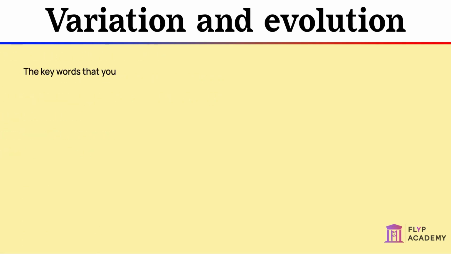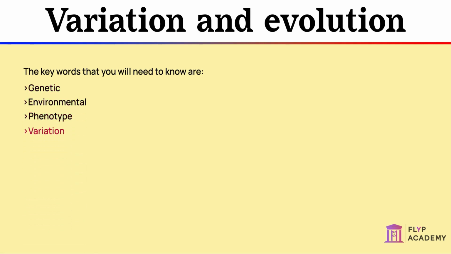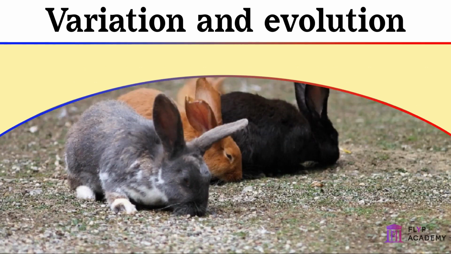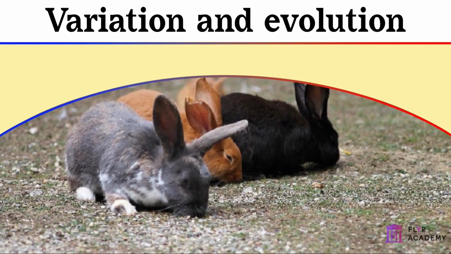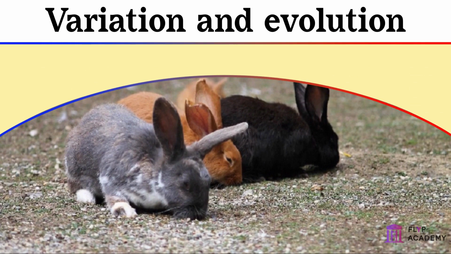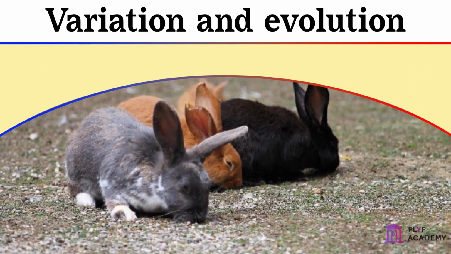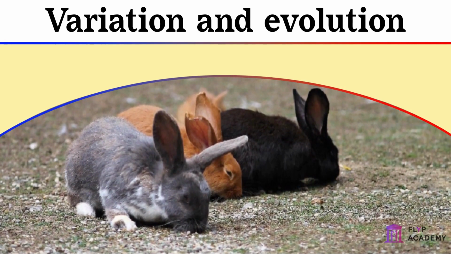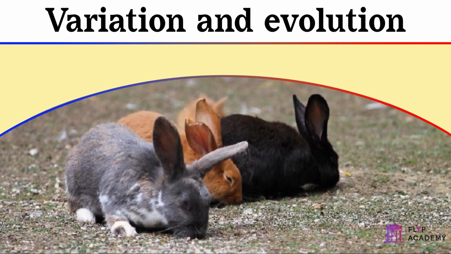The key words you will need to know are genetic, environmental, phenotype, variation, mutation. All natural populations show variation in their phenotypes. These variations can be caused by different inherited alleles, which affect the phenotype characteristics. They can be caused by environmental influences, such as food availability or other factors.